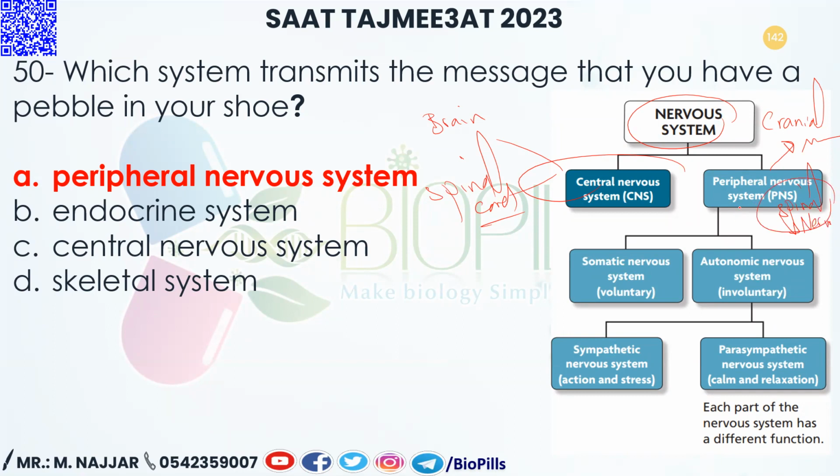The spinal or the peripheral nervous system is functionally divided into somatic and autonomic. Somatic: soma means body. It's controlled by the body, that's why it's voluntary. Autonomic means self or automated, so it is involuntary.